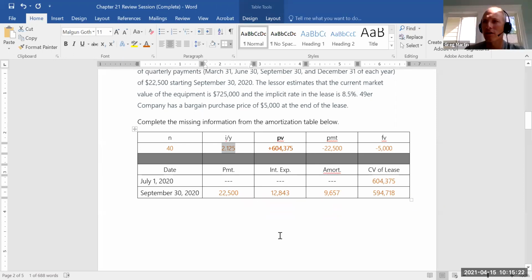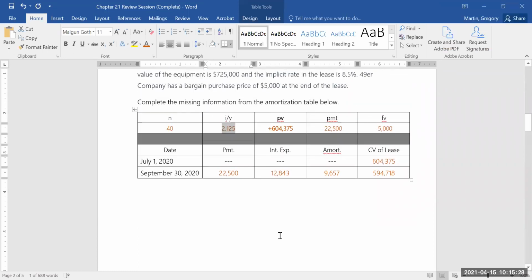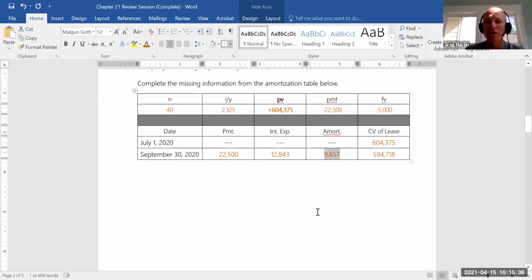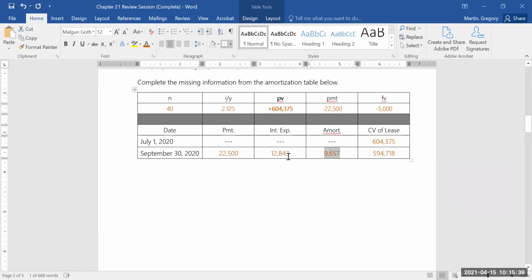Any other questions? Could you go over one more time how you got the 9,657? The amortization? Yes. That is the difference between the payment and the interest expense. So 22,500 minus 12,843 equals 9,657. Okay, thank you.